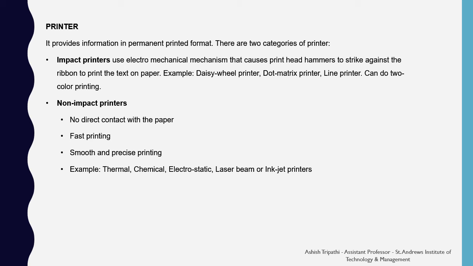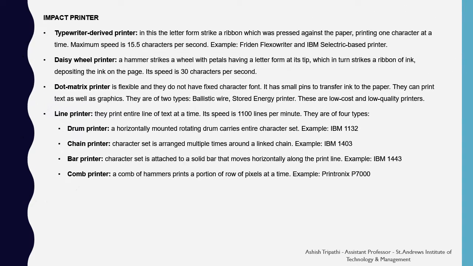Non-impact printers have no direct contact with the paper. They are used for fast printing and have smooth and precise printing quality. Examples of non-impact printers are thermal printers, chemical printers, electrostatic printers, laser beam printers, and inkjet printers. Now, in the coming section of the video, we will learn about all of these printers. So let's start with the impact printer.